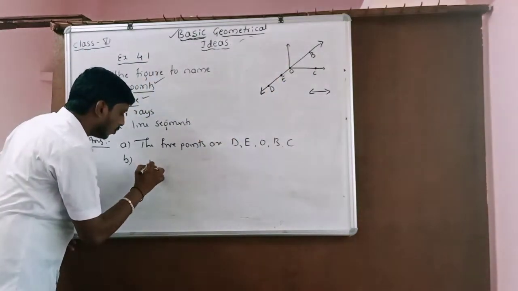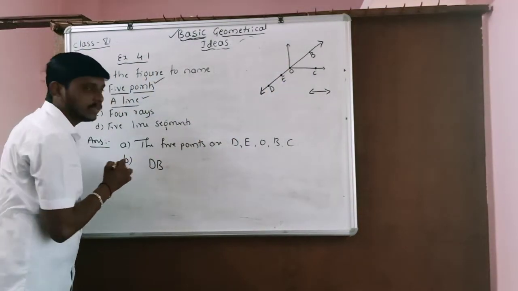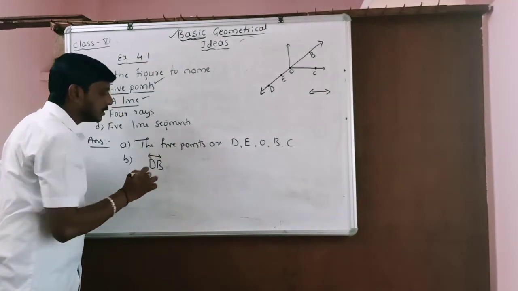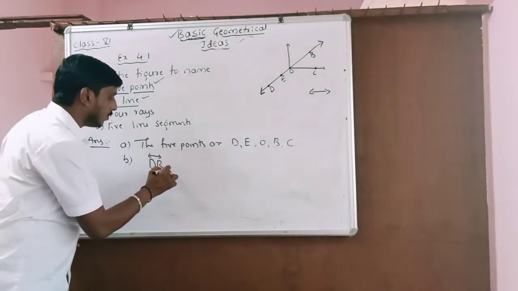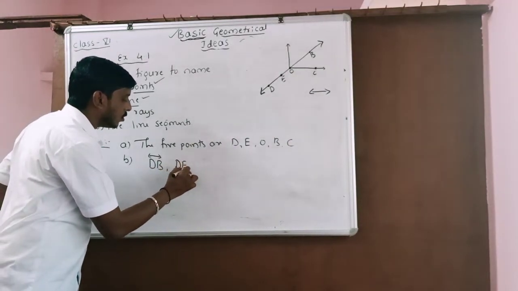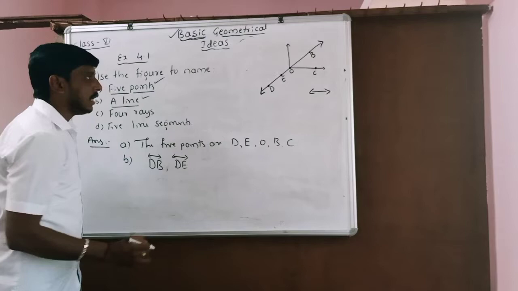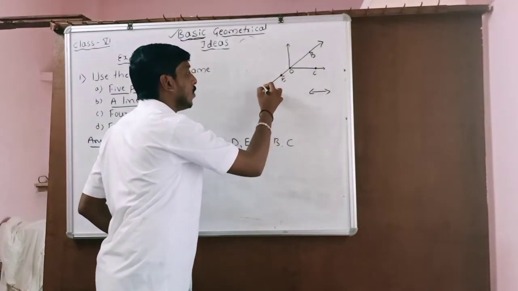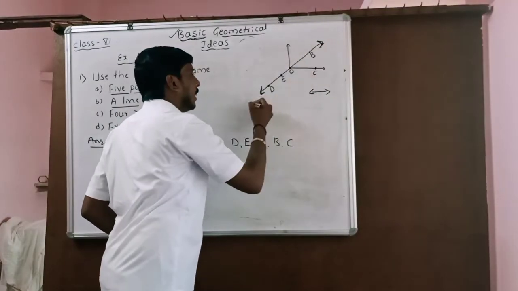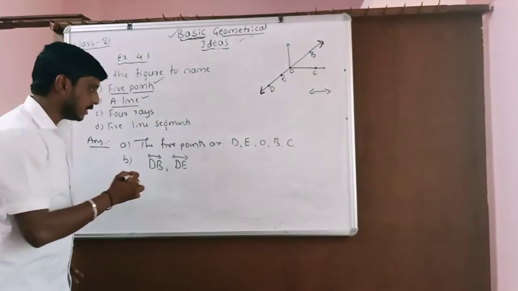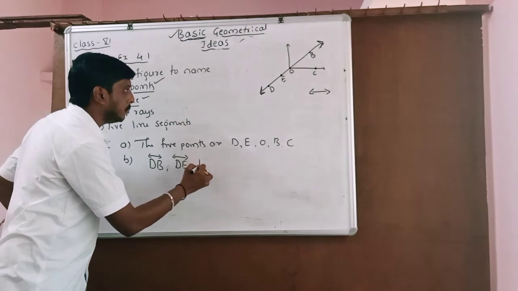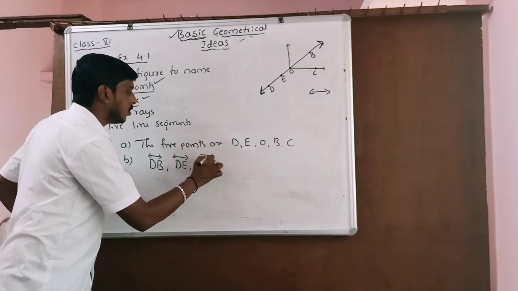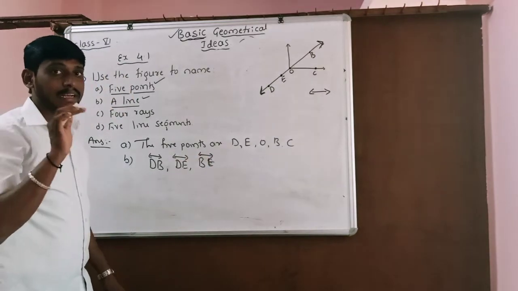DB is a line. How to show mathematically? DB, this is a line. This is the way. DB is a line. So one more I will write. DE is also a line. Here you see this is D and this is E. Once it is extended on both sides, it is nothing but a line only. So DE and BE is also a line. Okay, don't get confused.